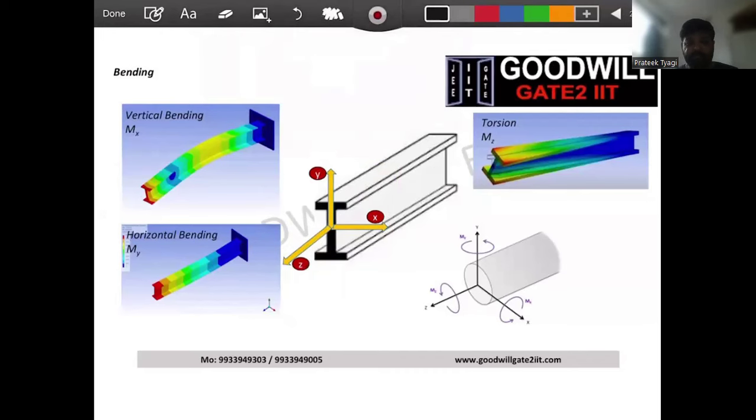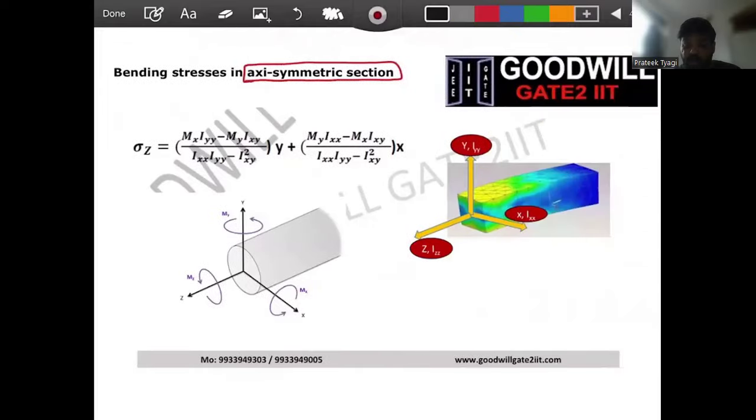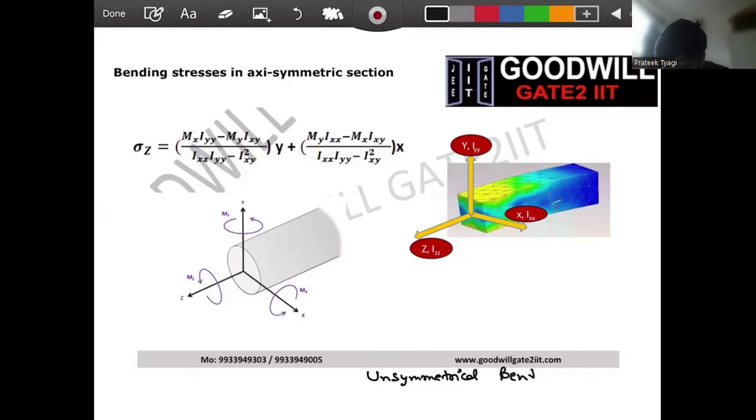This bending, which is not only in vertical and not only in horizontal, but in some other plane, some inclined plane, is known as unsymmetrical bending. Sometimes people also say this as asymmetric bending. So what is unsymmetrical bending, guys? A bending which happens in a combination of two planes or in an inclined plane.